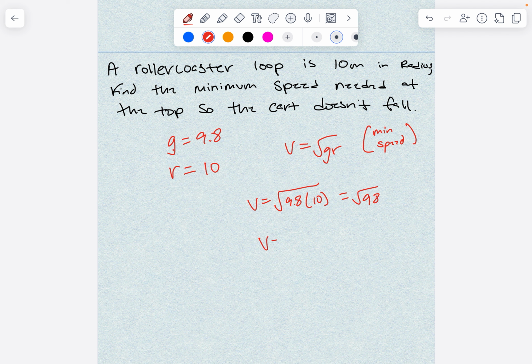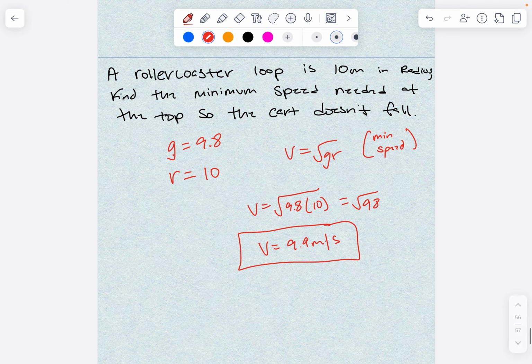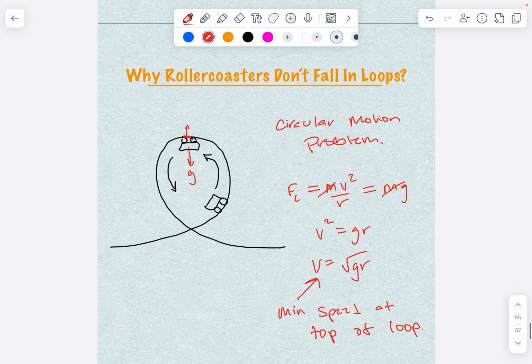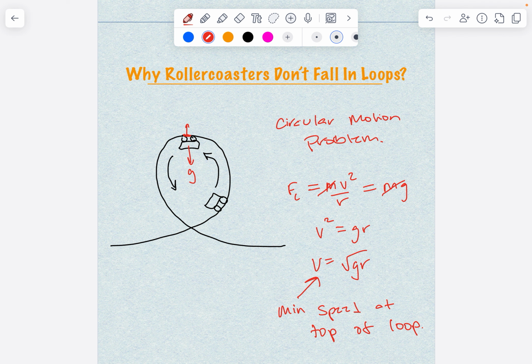So v is approximately 9.9 meters per second. So in other words, the coaster or the cart must move at least 9.9 meters per second to not fall at the very top of the loop. And that is why roller coasters don't fall in loops, with simple circular motion and simple physics.